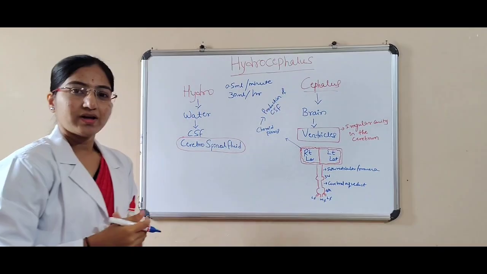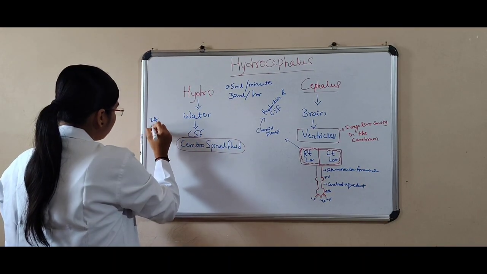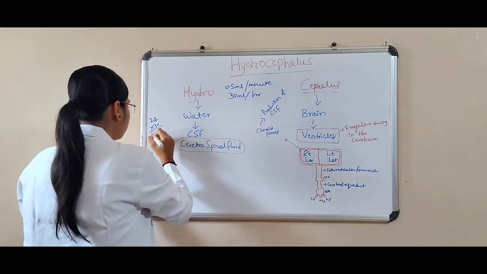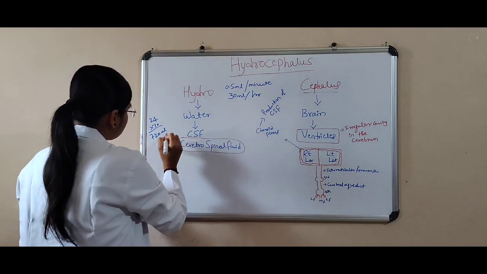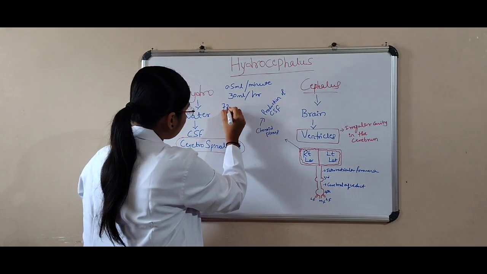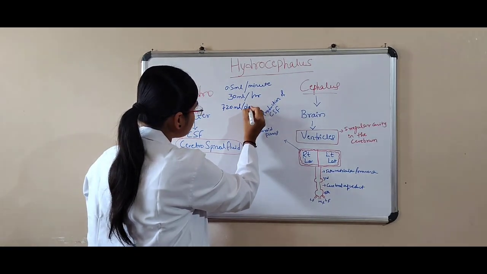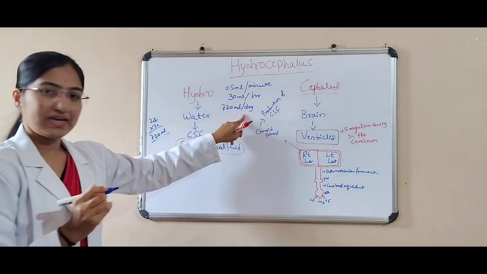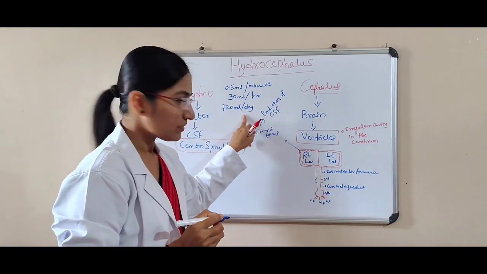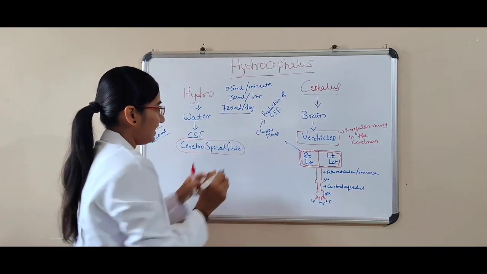30 ml per hour. Then per day, you can calculate 24 into 30. You will get 720 ml of CSF. 720 ml of CSF is produced by the choroid plexus per day. Here per day, how much CSF production is there? That is 720 ml.